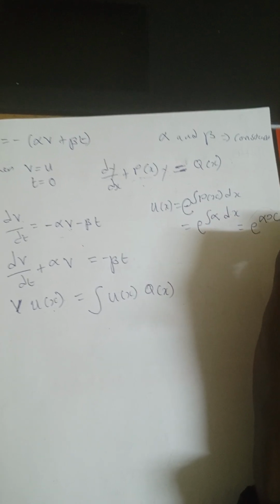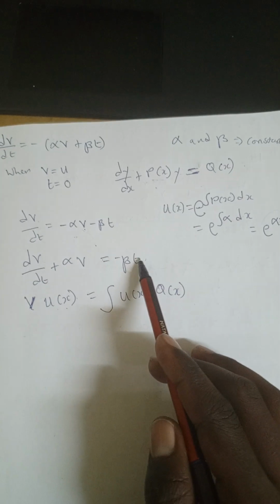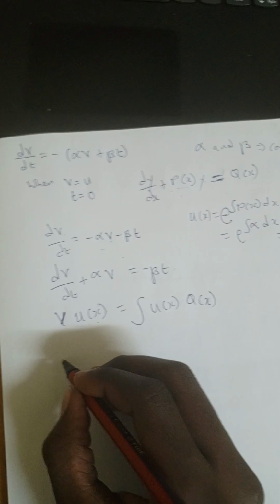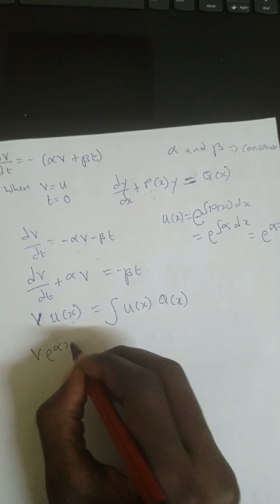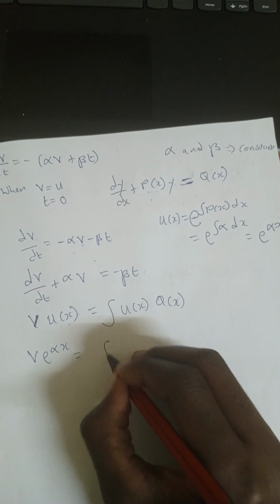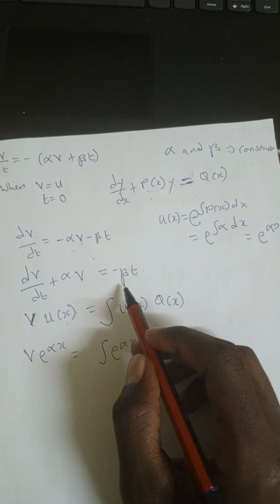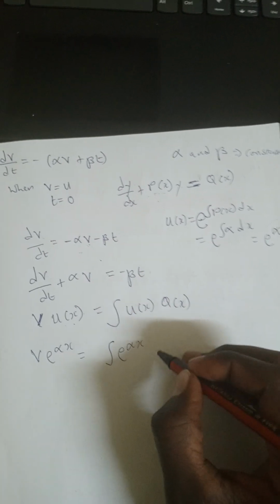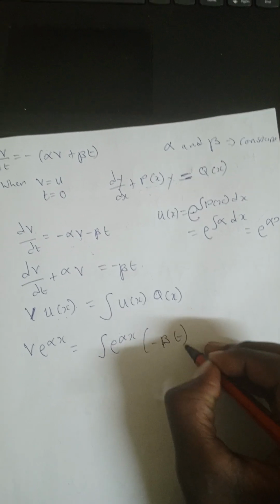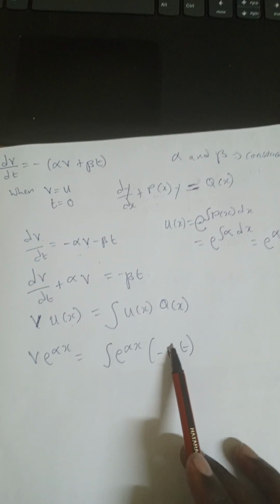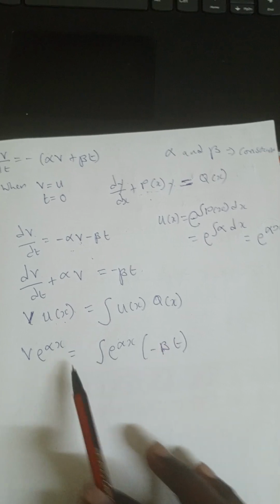So we are going to multiply this with our main function, and we are going to multiply this with the q(x) and integrate them. So this is our next step: v multiplied by the integrating factor, all being equated to the integral of the integrating factor and our q(x), which is negative beta t. Now, since beta is a constant, we can factor it out together with the negative.